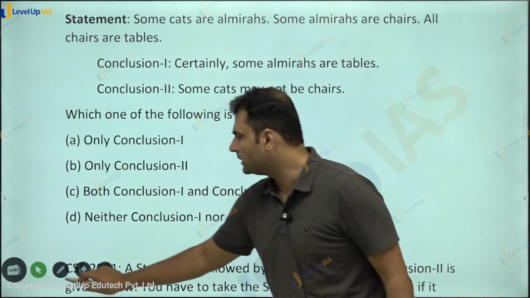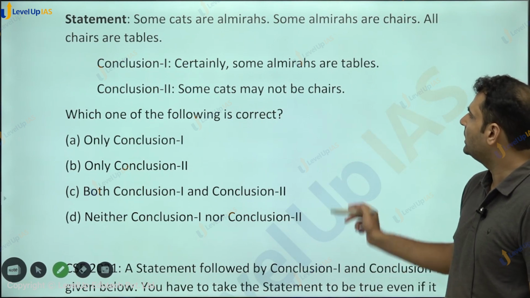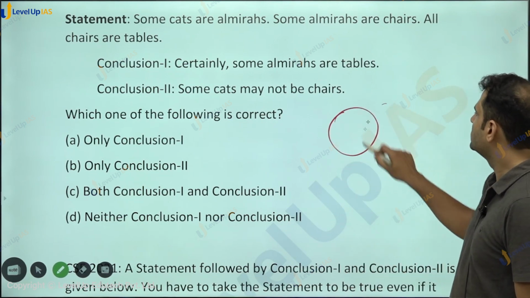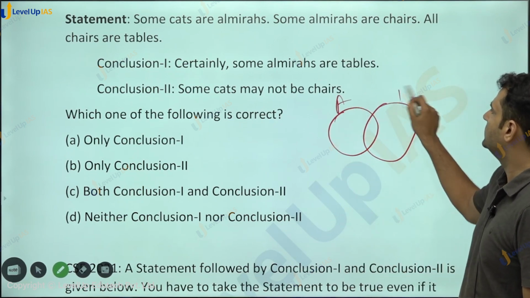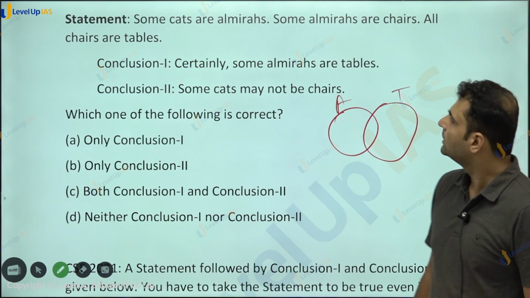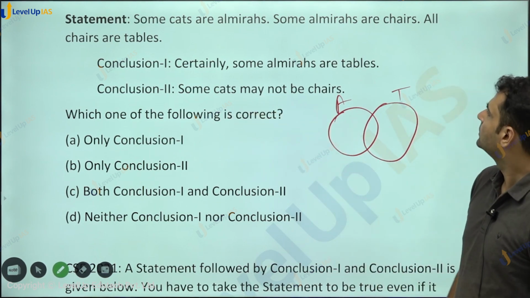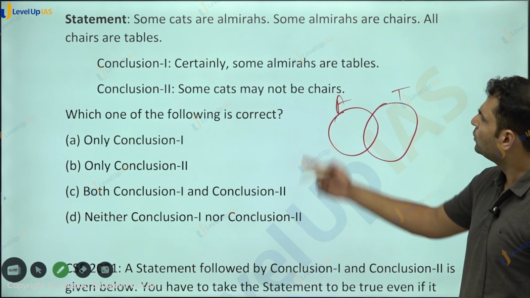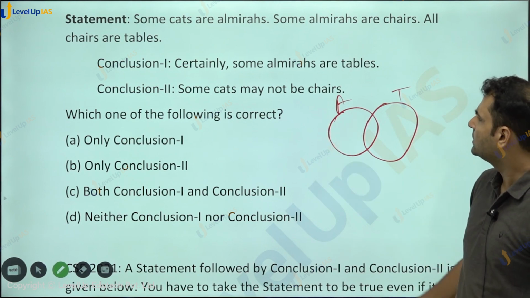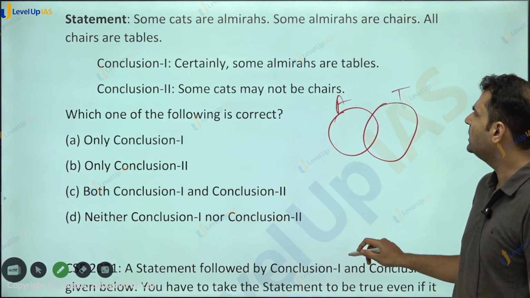Let us see another question. Certainly some almirahs are tables. Some almirahs are tables. Then some cats may not be chairs. There are two different statements. Nothing is common between them. Some cats may not be chairs.